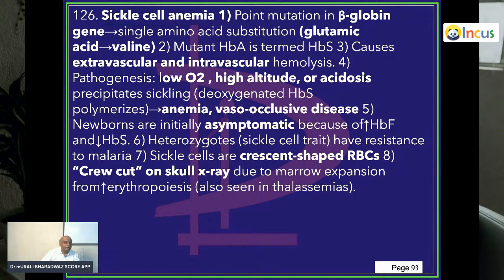Point mutation. Now, tell me, Lawrence, alpha thalassemia, beta thalassemia, which one is deletion, which is point mutation?